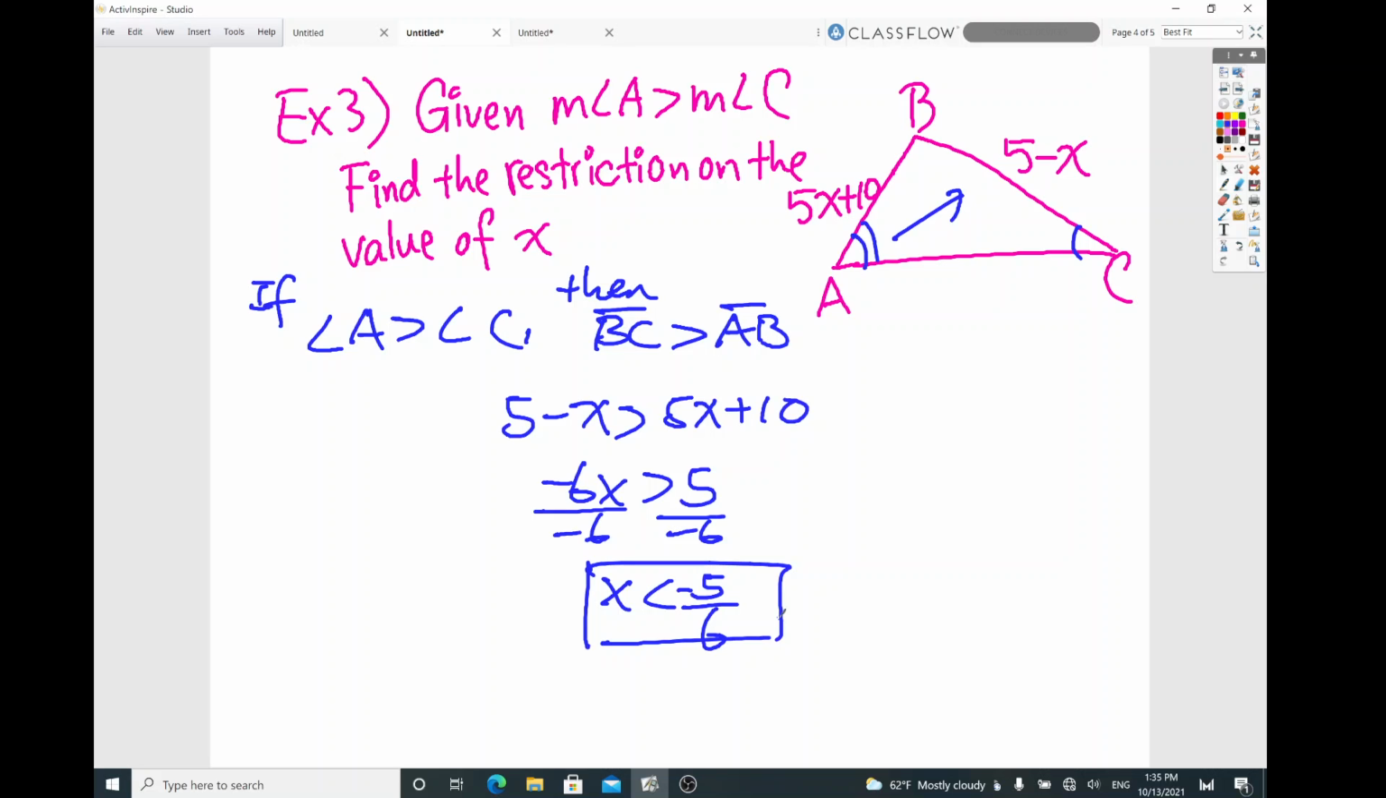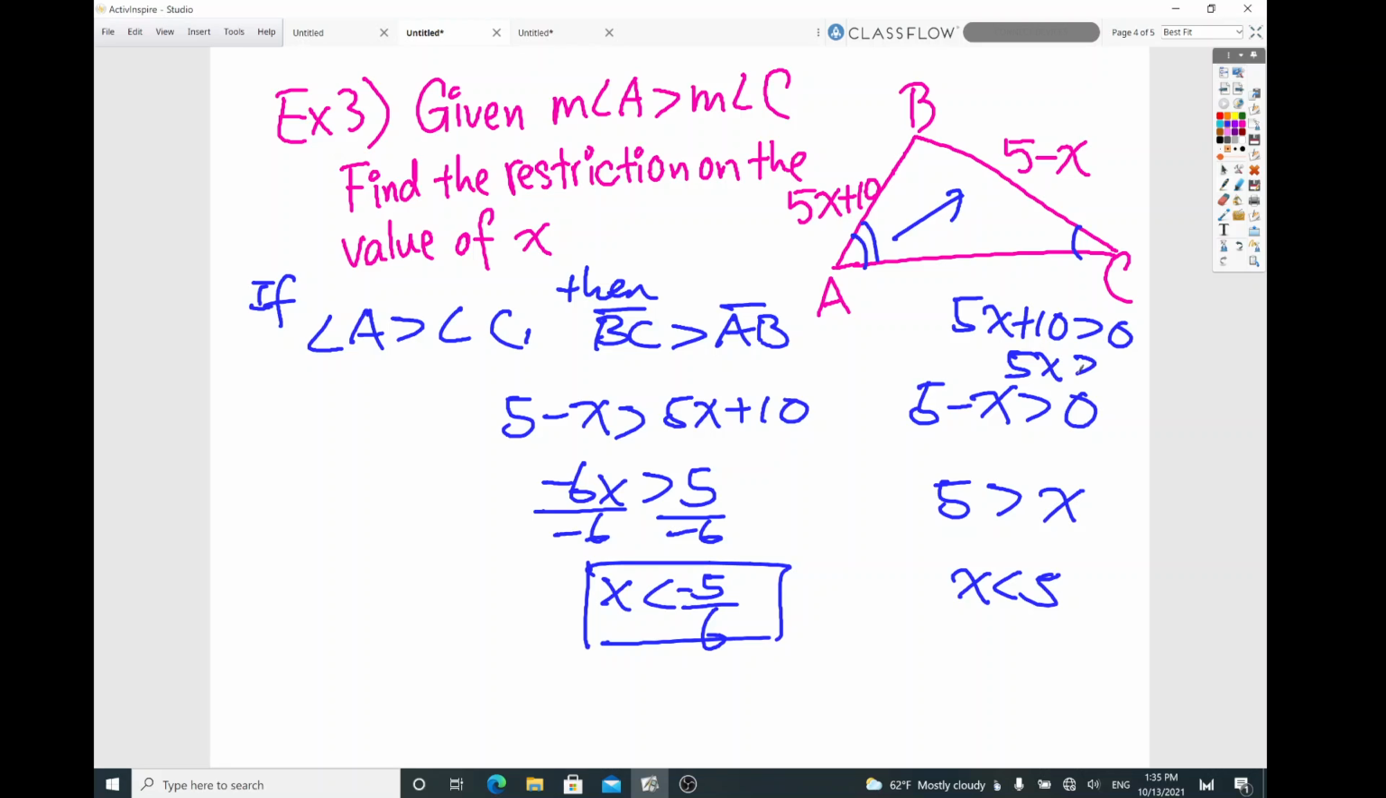So another thing that we notice is that because this is a line segment, 5 minus x must be greater than 0, and 5x plus 10 must be greater than 0. Okay, so that means 5 is greater than x, so x is less than 5. But what about the other one here? 5x plus 10 is greater than 0, so 5x must be greater than negative 10. So for that one, x must be greater than negative 2.